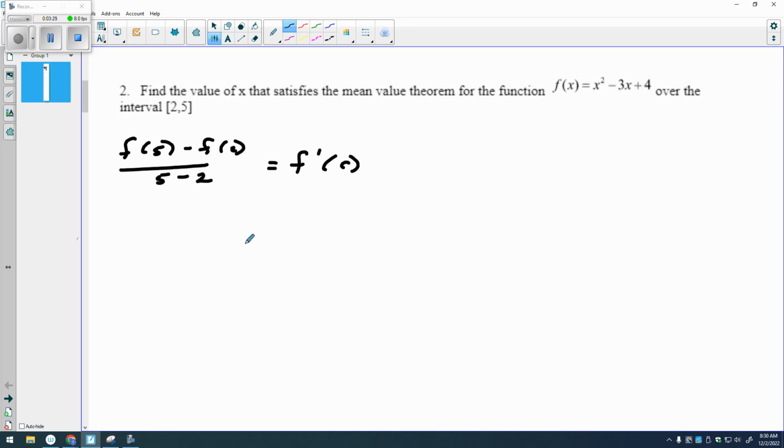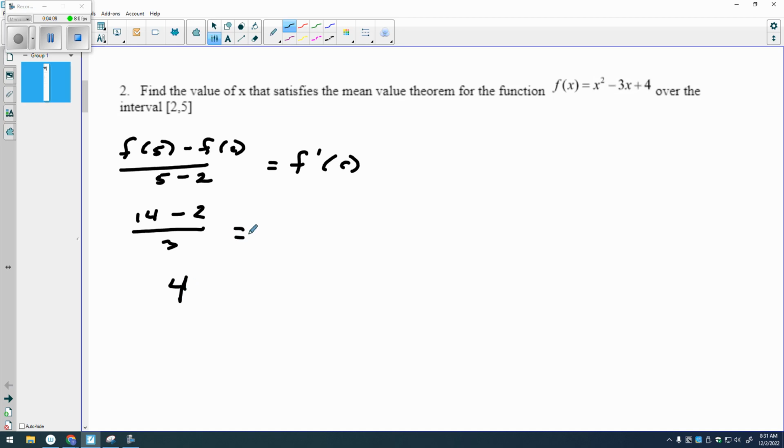So my first step is, what is f of 5? If we plug in 5 here, we get 25. Plug in 5 here, we get 15. 25 minus 15 is 10, plus 4 is 14. So f of 5 is 14. Plug in 2. 2 squared is 4. Plug in 2 here, and I get 6. 4 minus 6 is negative 2, plus 4 is a positive 2. And then 5 minus 2 is on the bottom, which is 3. So on the top, we get 12, on the bottom, we get 3. And so we get 4 equals.